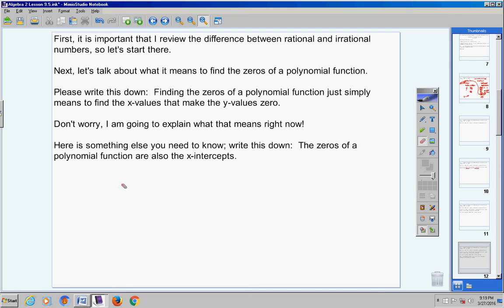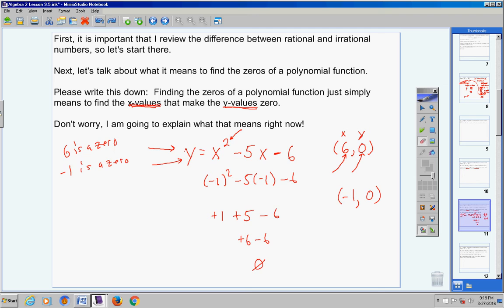Now, let me go back a page here real quick, okay? Now, what did I tell you my two zeros were for this function? Do you remember? 6 and negative 1. So you know what that means? If you were to graph this function, the graph would cross the x-axis at 6, and it would cross the x-axis at negative 1. Isn't that cool? So when you're finding zeros, you're really finding the x-intercepts. Write that down. You need to understand that.